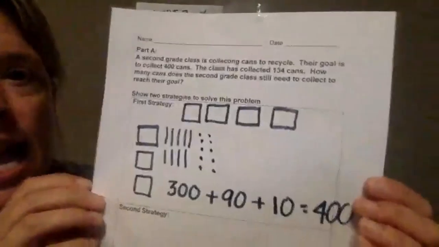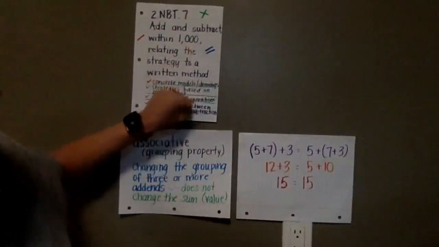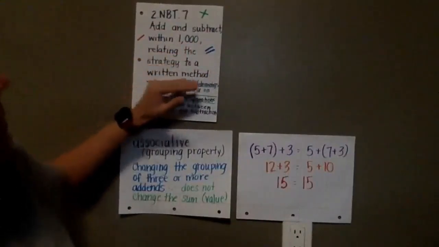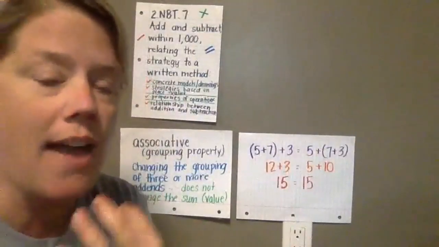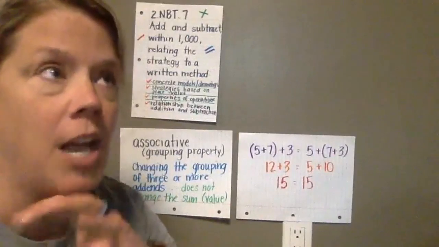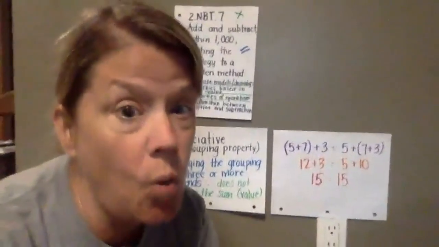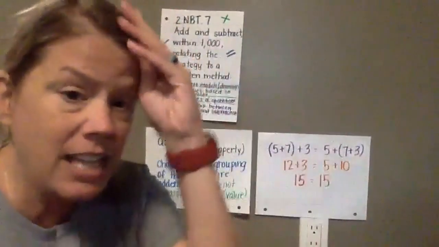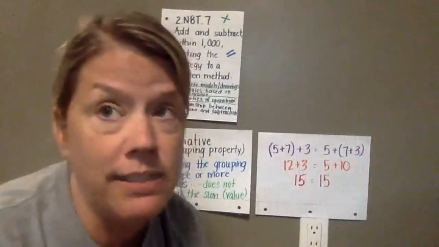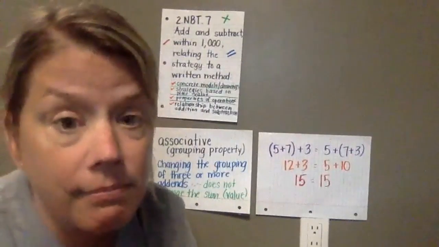Okay, so we were looking at this problem. We did this yesterday. And remember with our standard, how about I read that? We need to add and subtract within 1,000, relating the strategy to a written method. So basically this is saying, as second graders, you have an addition or subtraction problem within the numbers up to 1,000, and you have to be able to show your work. What did you do? You have to be able to explain your thinking. And that's really hard. A lot of times we want to say, I know 2 plus 2 is 4 because it just is. It's in my brain.